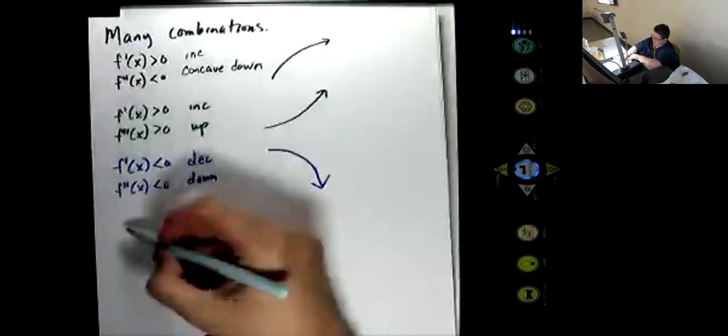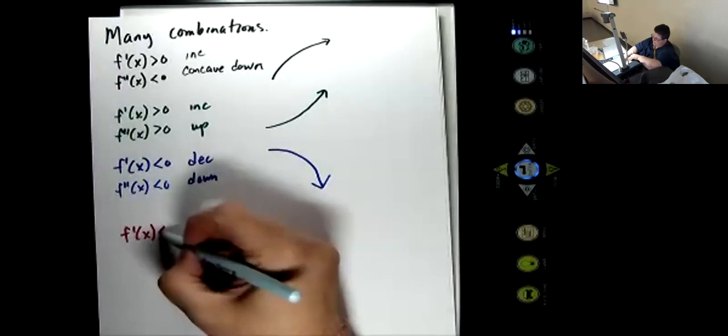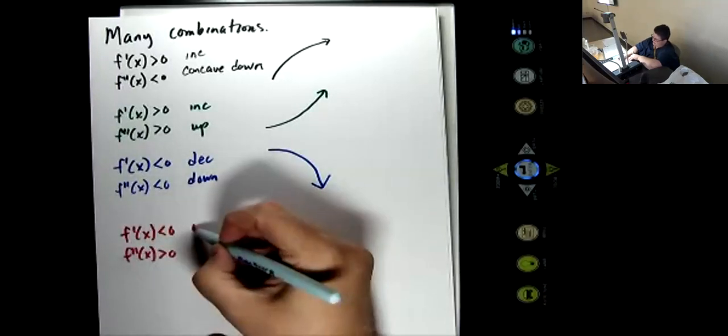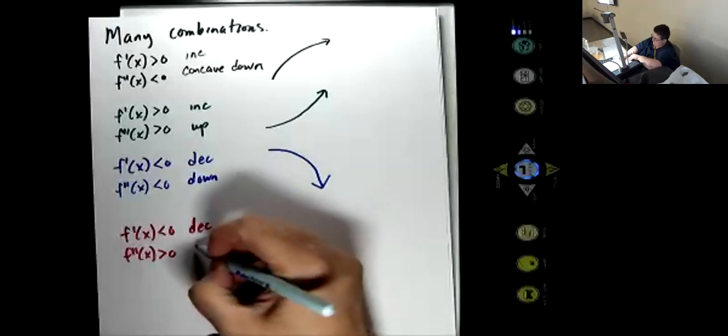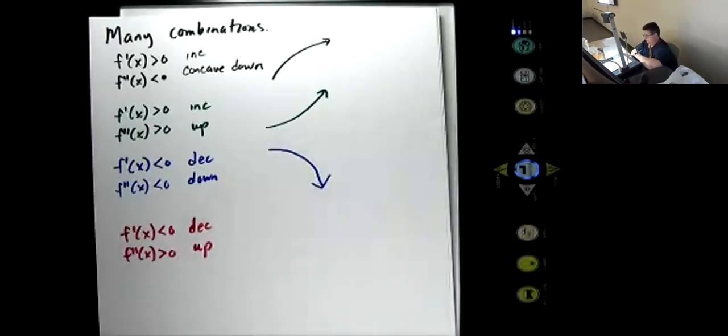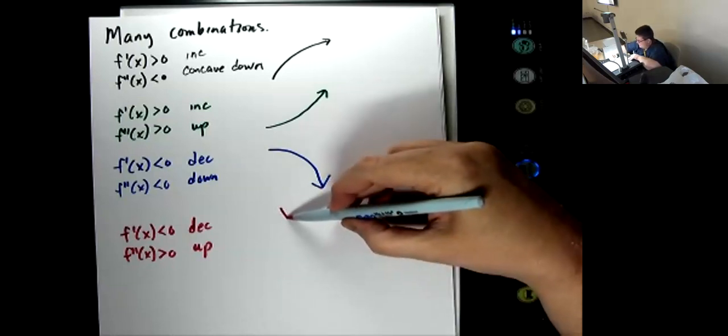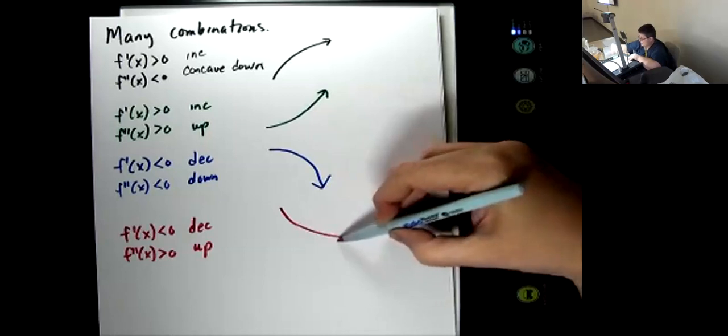And then we could look at f prime of x is less than 0, but f double prime of x is greater than 0. So it's decreasing, but concave up. So it's got to make an open cup, but it's going downward. So it's doing something like that.